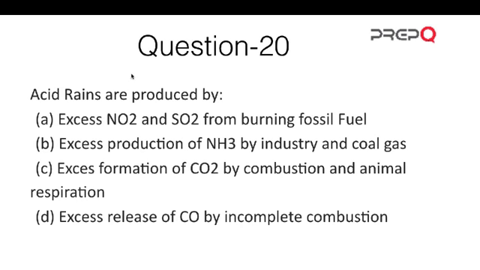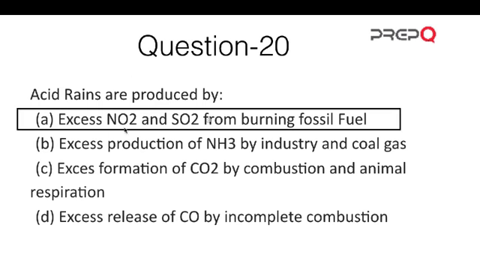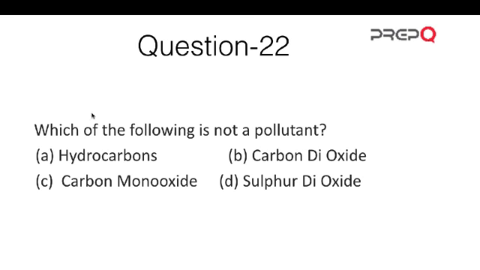Next, acid rains are produced by. The correct answer is excess of nitrogen dioxide and sulfur dioxide from burning fossil fuel. Now these two gases have the potential of rising very high in the atmosphere, and they get mixed with water and oxygen to form acidic rain. Next question, which of the following is not a pollutant? The correct answer is carbon dioxide. Carbon dioxide is not actually poisonous, it's not harmful, it's not toxic for either plants or animals.